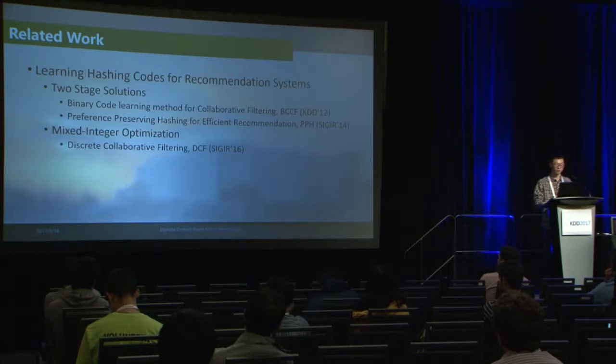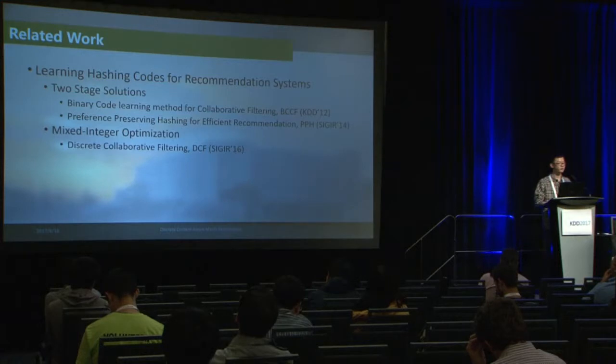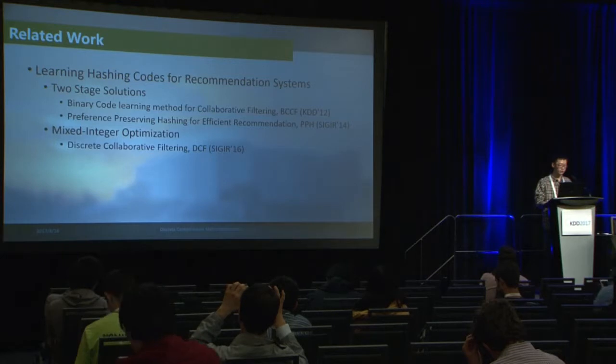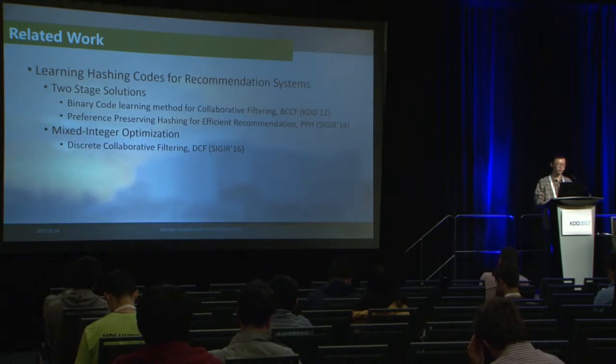Now, let's go through some related work about hashing methods. Hashing methods for recommendation system is to encode real-valued latent vectors with compact binary codes. Previous literature can be classified into two groups. The first one is two-stage solutions, such as binary code learning method for collaborative filtering and preference-preserving hashing.